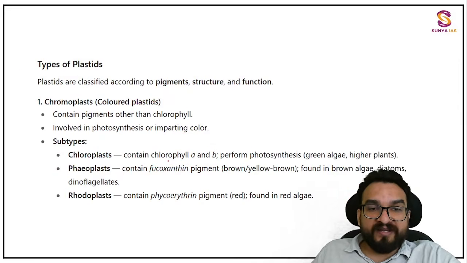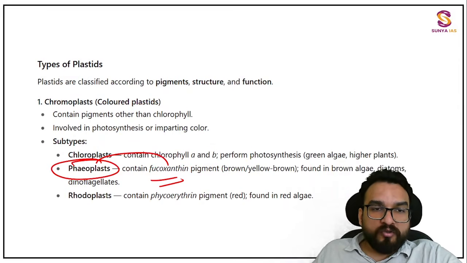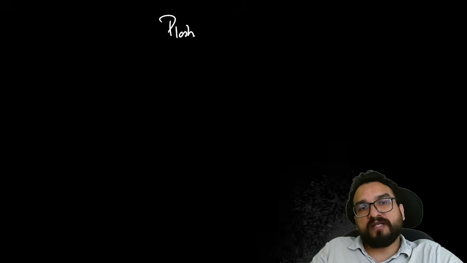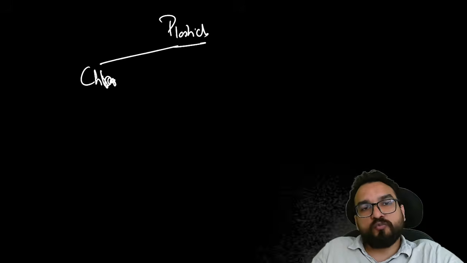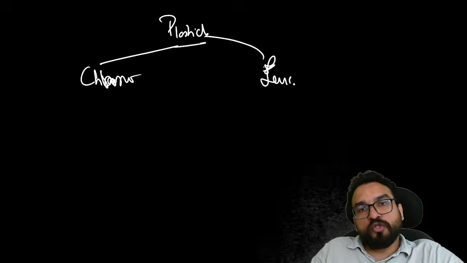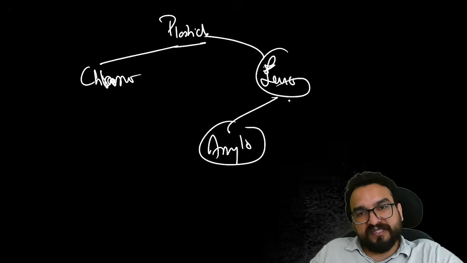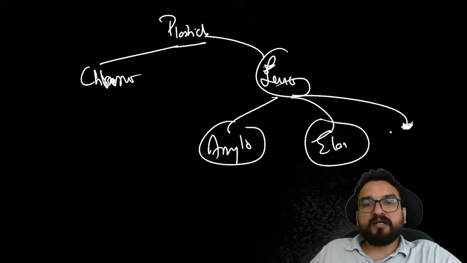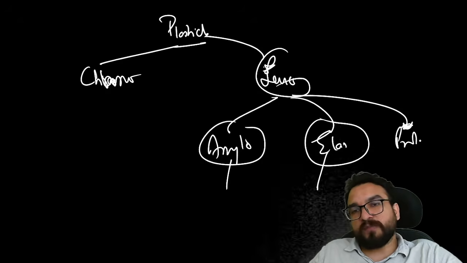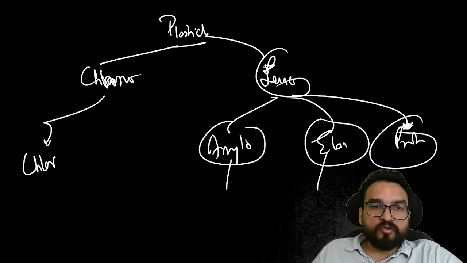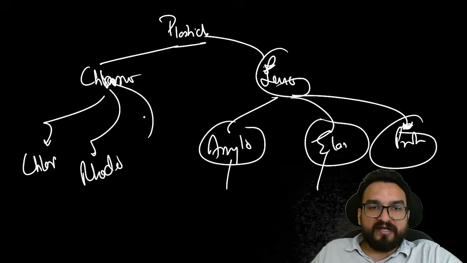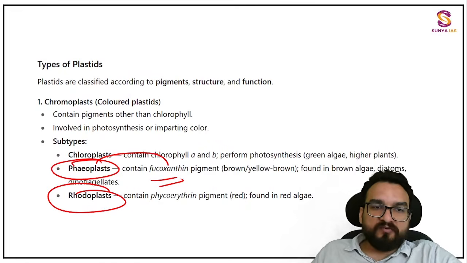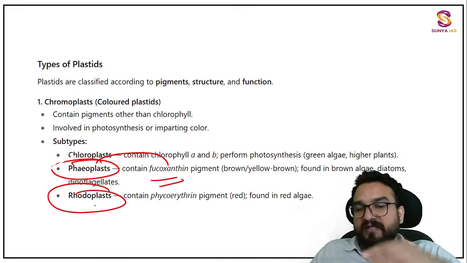Over here phycoerythrin and fucoxanthin are related to pheo and rhodo. This you have to remember over here. So plastids, if you have to make the structure over here, plastids are of two categories, that is chromo and leuco. Leuco contains amylo, for those who are storing starch; elaio, for those storing fats; and proteinoplast, for proteins. In chromo you are finding chloro, you are finding rhodo, and you are finding one more over here, that is pheo, right? So remember this.